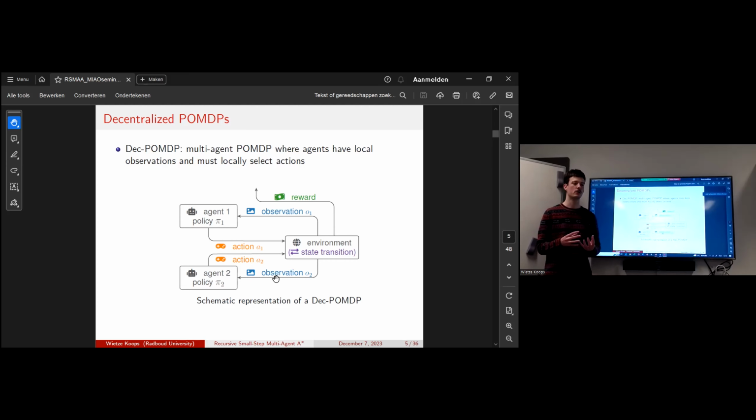So how execution of such a policy works is that all of the agents select a local action. These actions are combined and cause a state transition in the environment. And each of the agents gets their local observations. Then based on these local observations, they again select an action, which causes a state transition, and then they get observations. So that's how a Dec-POMDP works. But the important thing is that they cannot communicate while executing the policy.